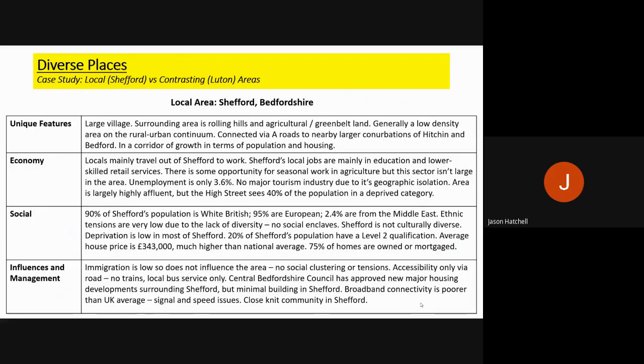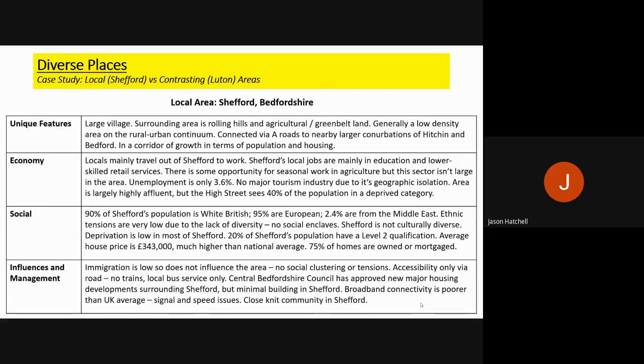So let's start with Shefford in Bedfordshire. It is a large village. It's surrounded by hills and agriculture and greenbelt land. It's low density on the rural-urban continuum. It's connected mainly via A roads to conurbations such as Hitchin and Bedford, and it's in a corridor of growth in terms of population and housing.